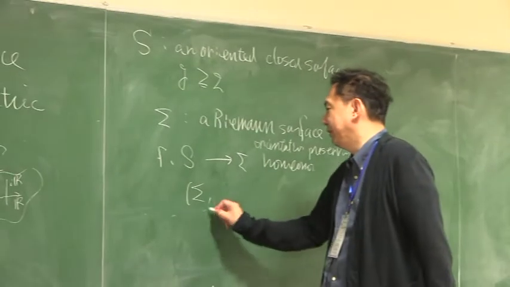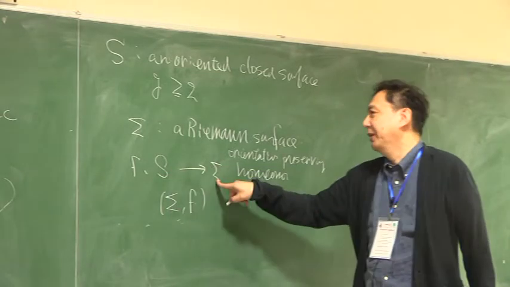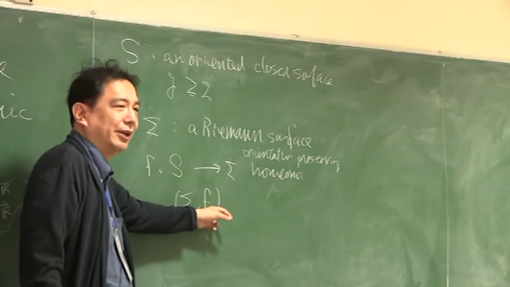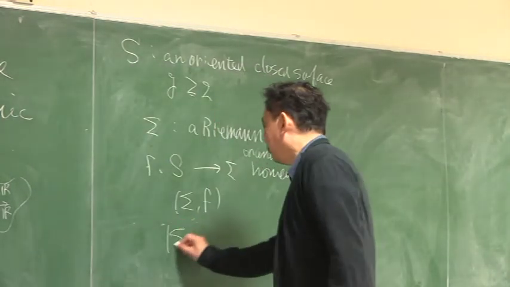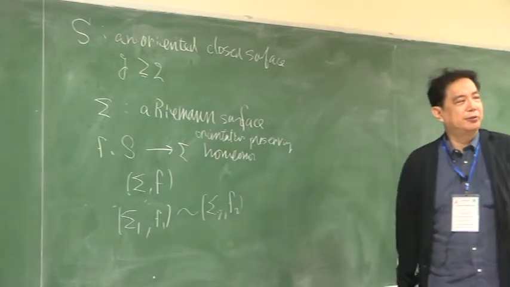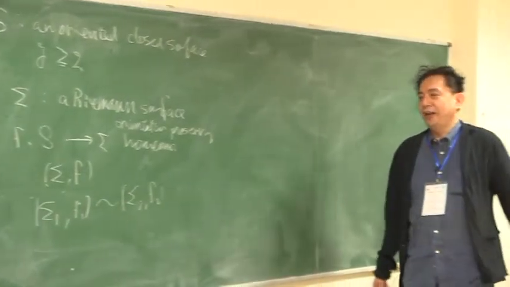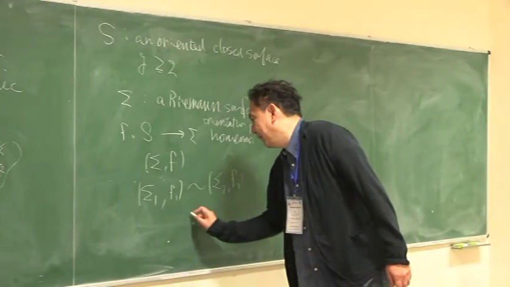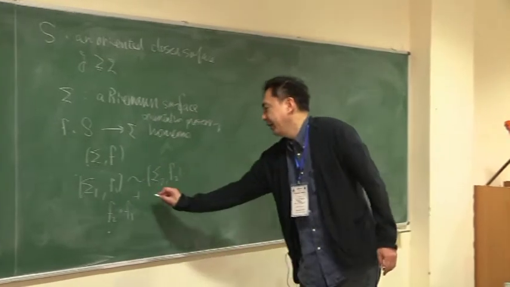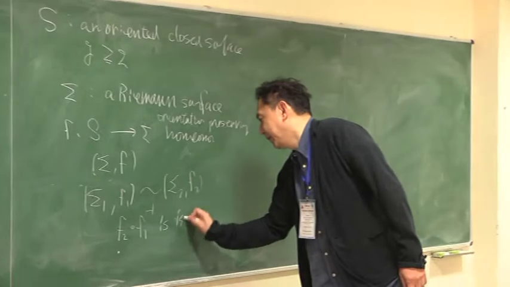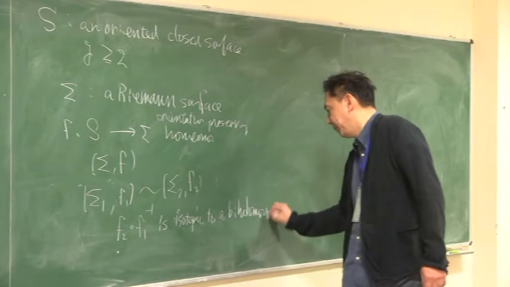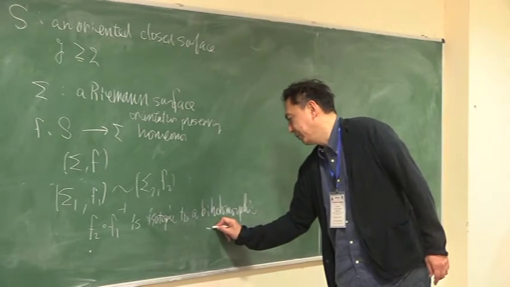Then we consider a pair like that: the Riemann surface and the homeomorphism from S to sigma. We are only considering Riemann surfaces homeomorphic to S, and we consider the pair of Riemann surface and homeomorphism. And we introduce an equivalence relation between two pairs like that. We say that these two are equivalent when the composition of f2 and the inverse of f1 is homotopic, or probably it's better to say isotopic, to a holomorphic automorphism, that is, a holomorphic homeomorphism.